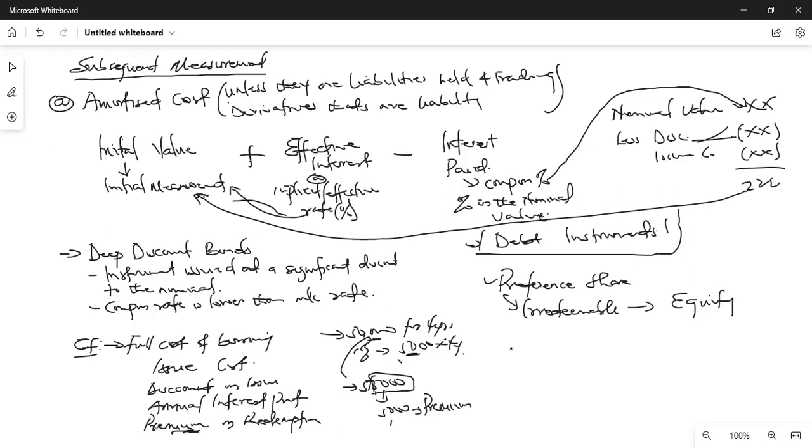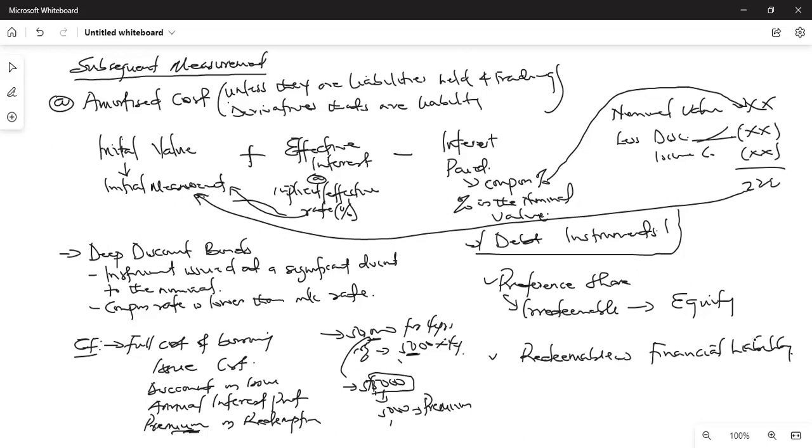But if it is redeemable, then it means that they will be receiving a fixed cumulative dividend, and at the end, they will also be receiving the full amount that they contributed. So that one will represent a liability, and so it will be a financial liability. So take note of such. Very, very important.